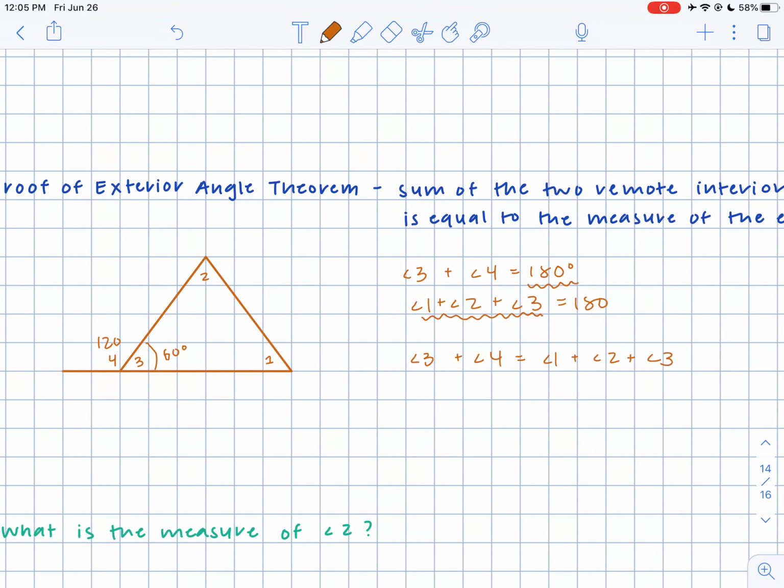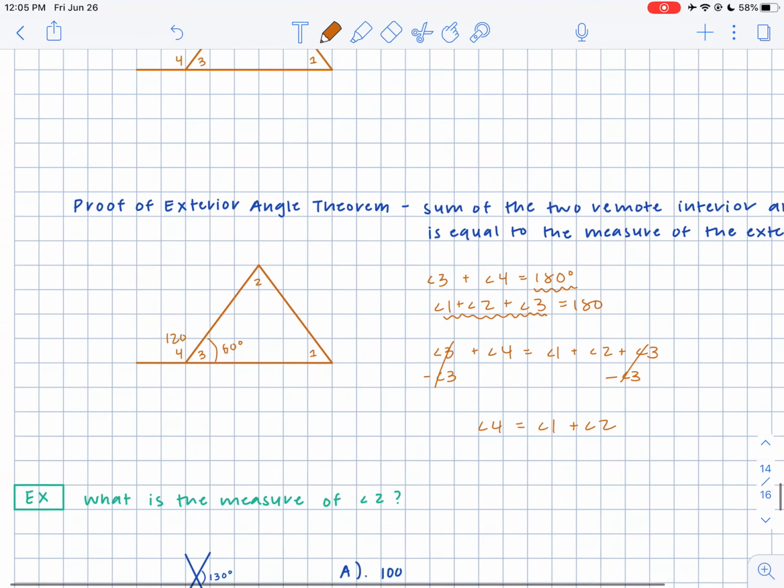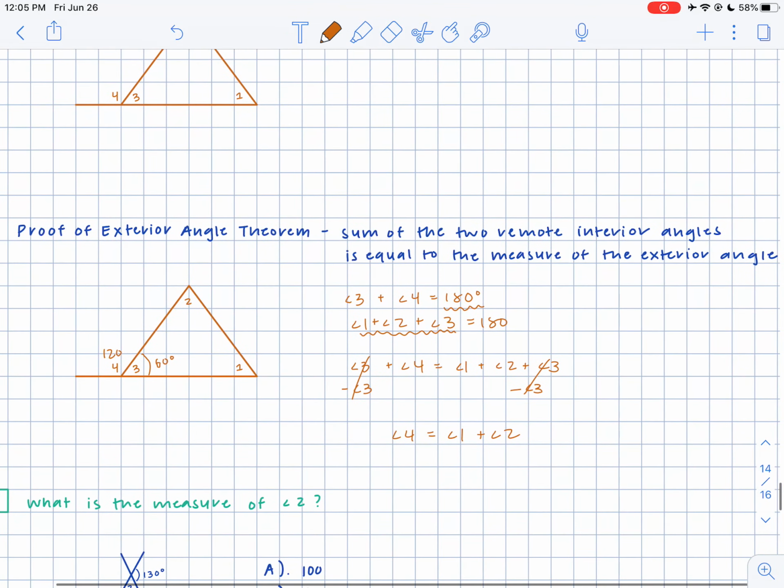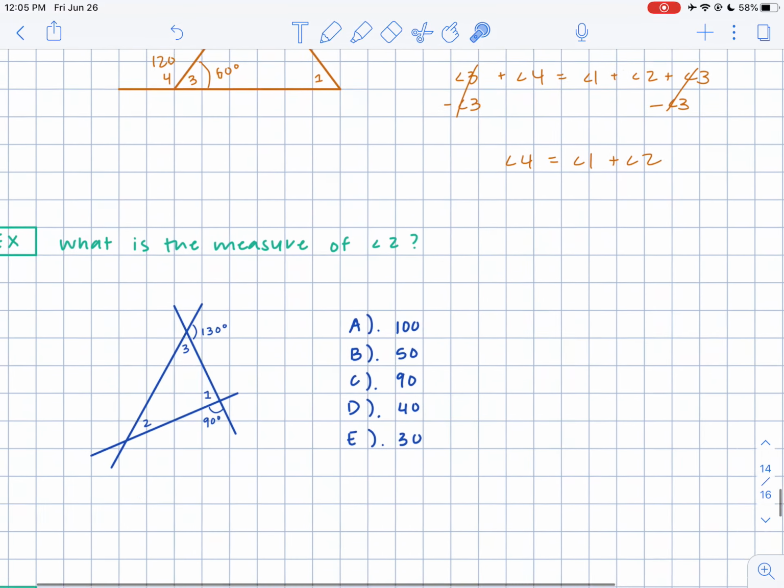Now we see angle 3 is on both sides, so we can just subtract to get rid of it. Subtract angle 3, so it will cancel out. So what are we left with? We're left with angle 4 equals angle 1 plus angle 2. So this proves the exterior angle theorem, which states that the sum of the remote interior angles will equal the exterior angle, right? Angle 1 plus angle 2 equals angle 4.